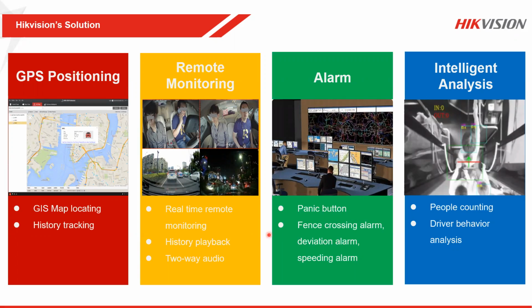Then we look at different types of analytics called fence crossing, deviation, and speeding. So if a vehicle is over speeding or going out of their specific routes or areas, then you can also receive an alarm in the software to say that this particular vehicle has gone off route or gone off the particular area.